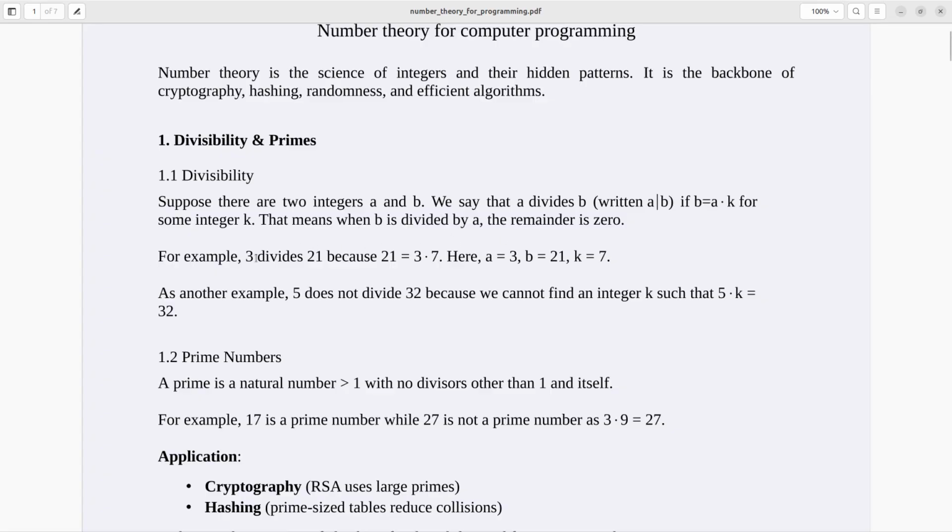So let us see this example. I would say that 3 divides 21 because 21 is equal to 3 times 7. And here a is 3, b is 21, and k is 7. So that means that 21 can be divisible by 3. And as another example, we would say that 5 does not divide 32 because we cannot find an integer k so that 5 times k equals 32. We can never find an integer k to satisfy this requirement. That's why we won't say that 5 divides 32.